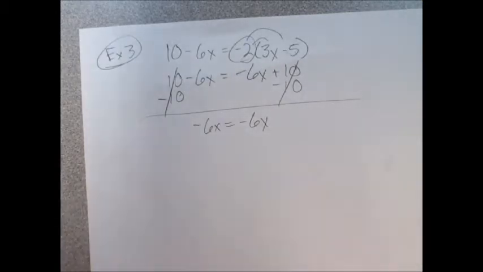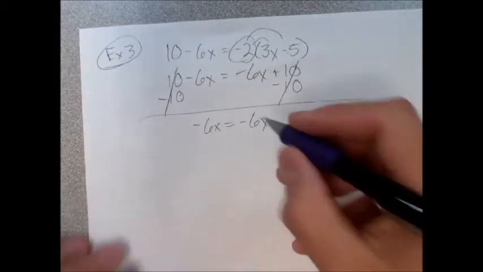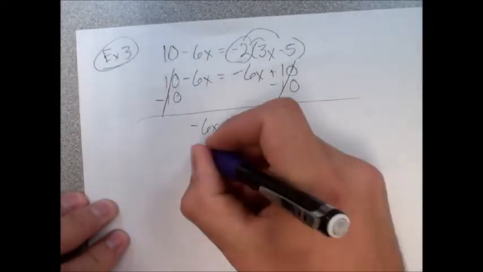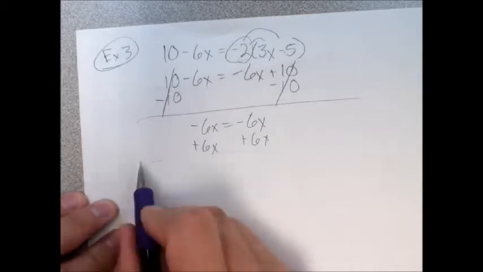But in order to solve this, I'd want to move all my variables to one side, right? So I'd add 6x and add 6x using the addition property of equality.